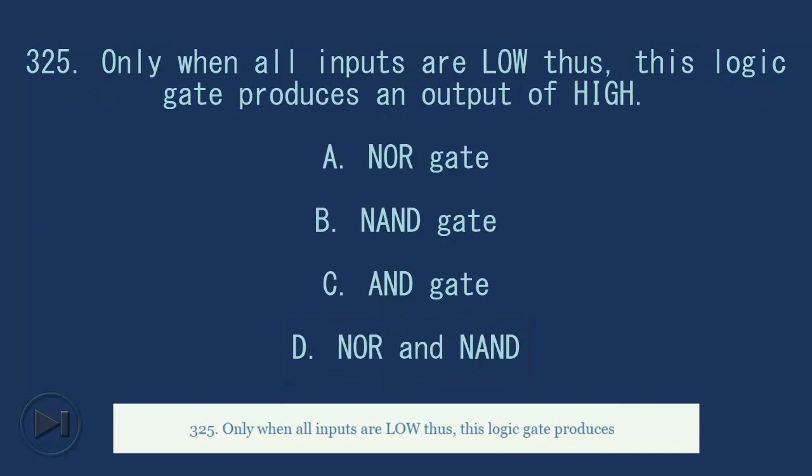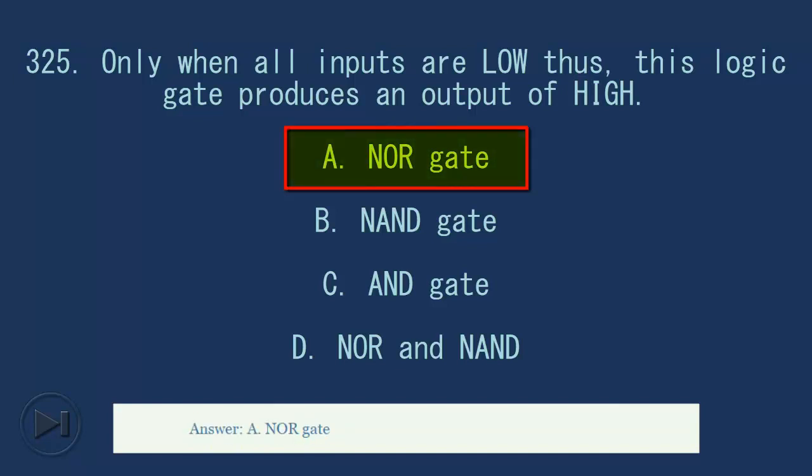325. Only when all inputs are low does this logic gate produce an output of high. A. NOR gate. B. NAND gate. C. AND gate. D. NOR and NAND. Answer, A. NOR gate.